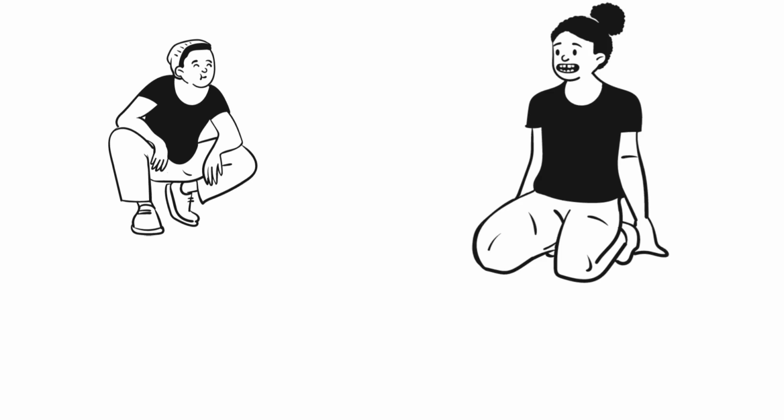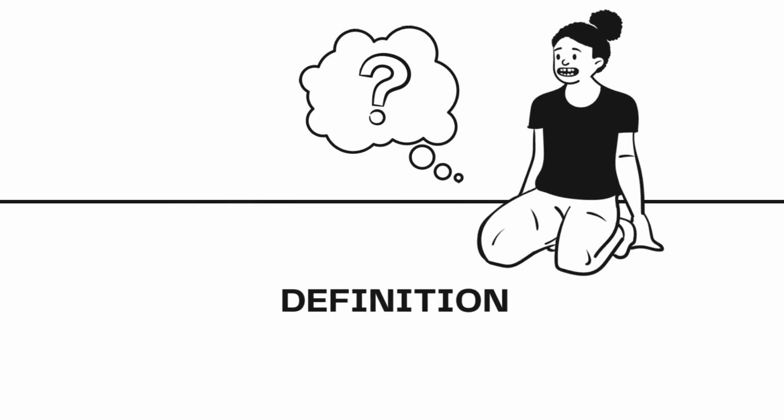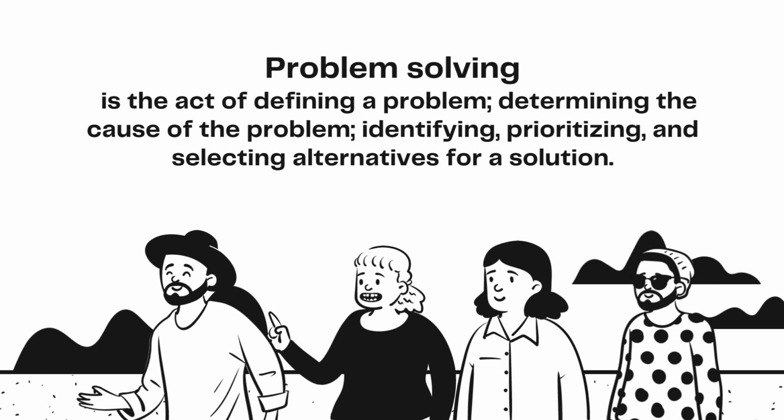Let's define them first. Decision-making is the process of making choices by identifying a decision, gathering information, and assessing alternative resolutions. On the other hand, problem-solving is the act of defining a problem, determining the cause of the problem, identifying, prioritizing, and selecting alternatives for a solution.